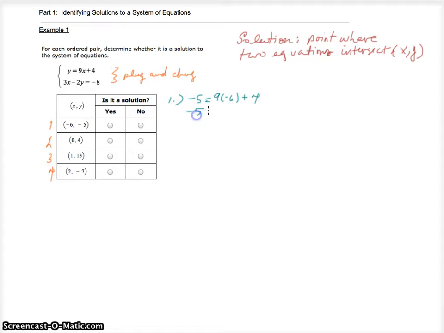So does -5 equal -54 plus 4? That's not going to equal, so this is a no. Now if one's a no, they both have to be true. So the point has to work in both equations, so since it doesn't work already, we can just say no. So let's go to 2. The point has to work in both equations. That's an important thing to write down.